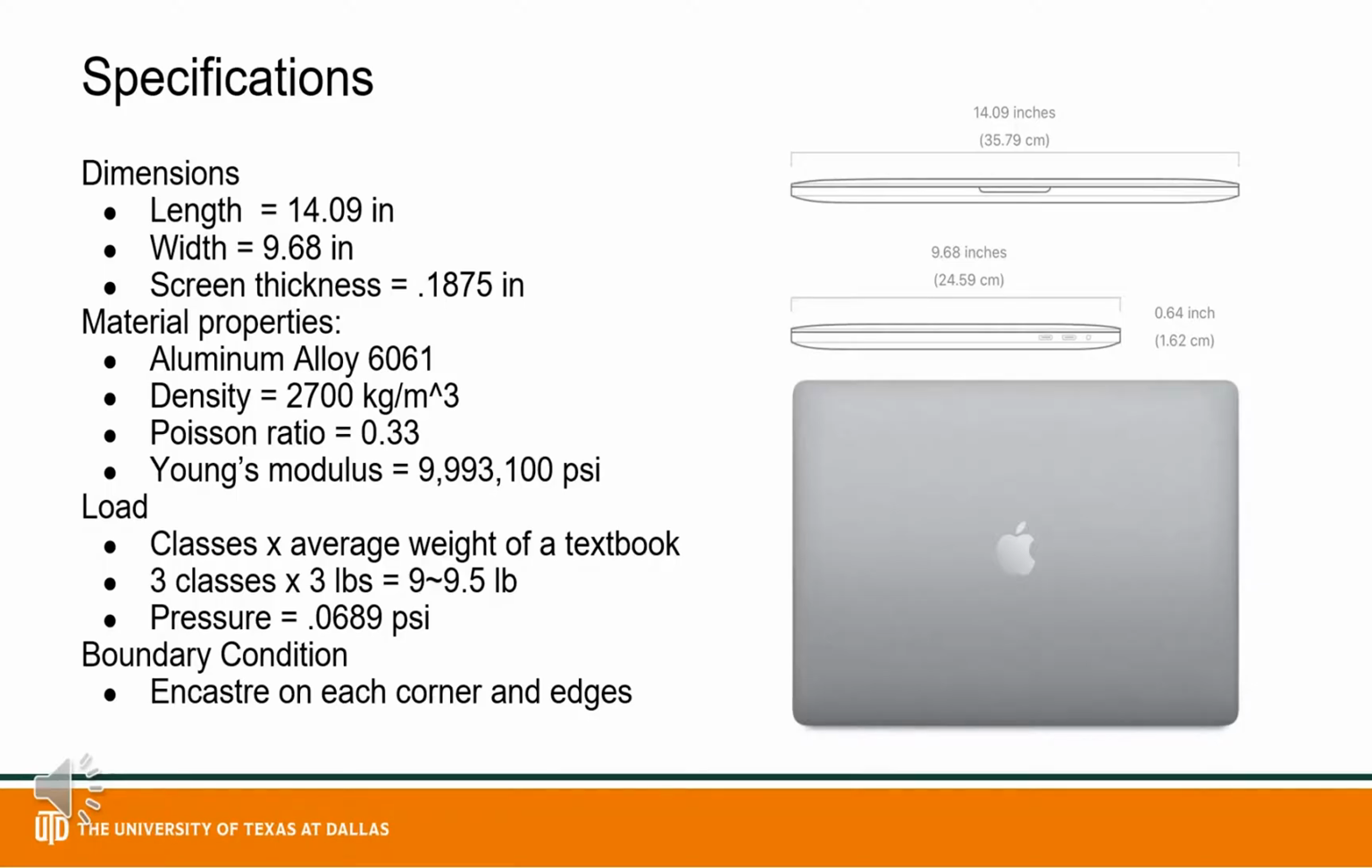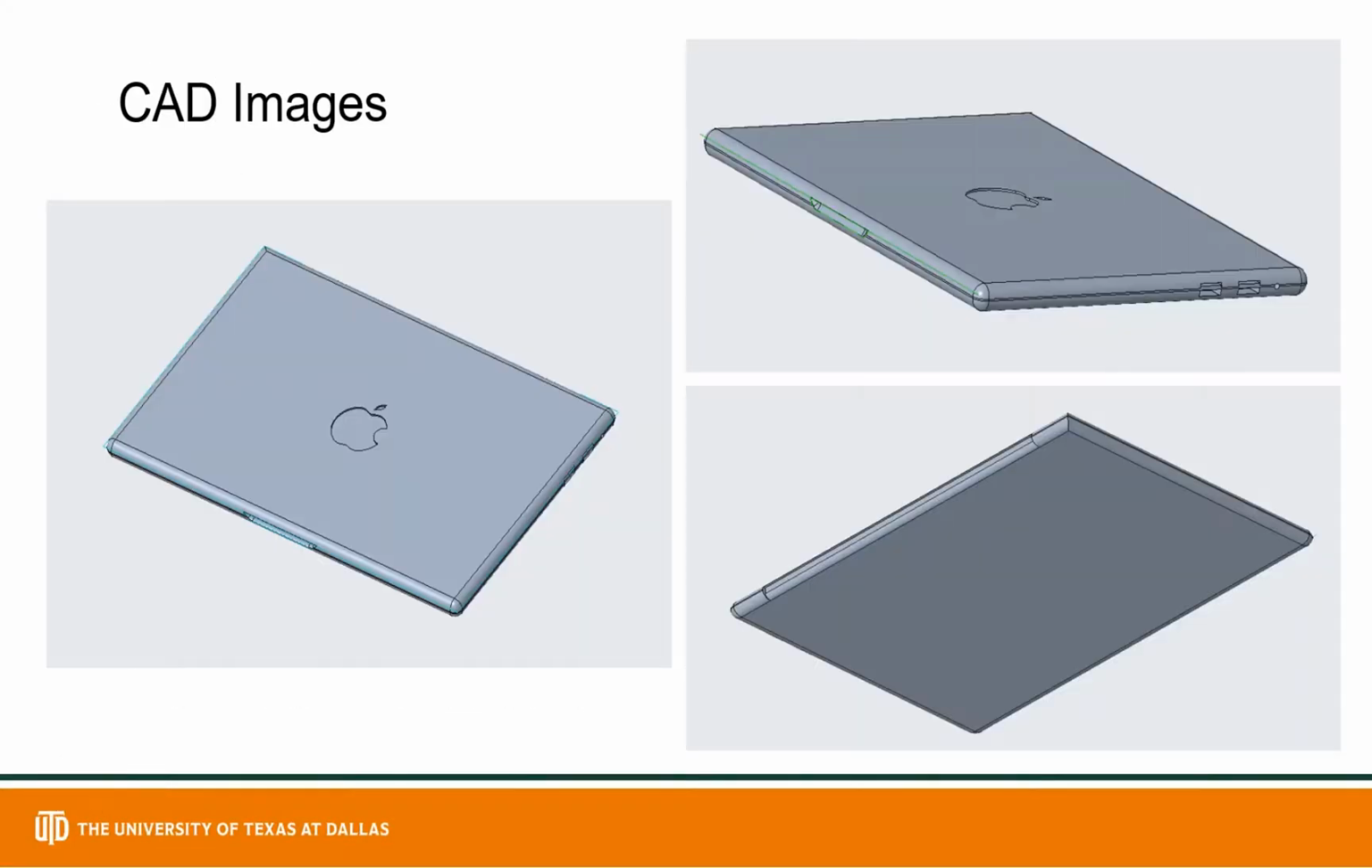The load, we just kind of estimated that most students have 3 classes per day, and then the average weight of the textbook, so 3 classes times about 3 pounds is going to be either 9 to 9.5 pounds. And then the pressure is 0.0689 psi. And then each boundary condition is going to be an encastre on each corner of the screen. Here's just an image of the CAD model that we did for the laptop. We will just be optimizing the screen, so just the top part of the laptop.